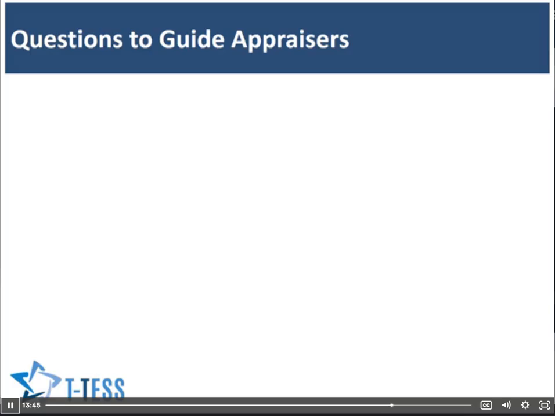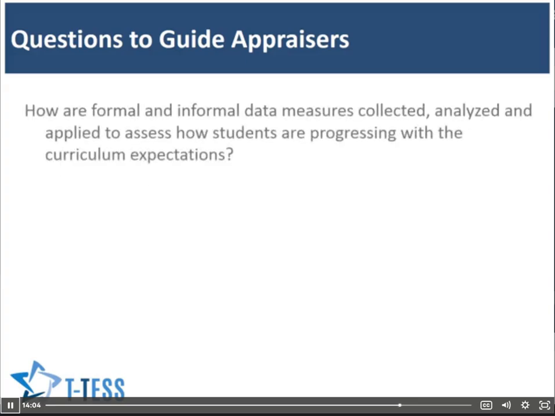We know that T-TESS is an evidence-based process, and appraisers therefore consistently collect evidence to use in conjunction with a rubric to validate how practices are occurring. What are some questions therefore that appraisers might use to guide their thinking around this dimension of monitor and adjust?